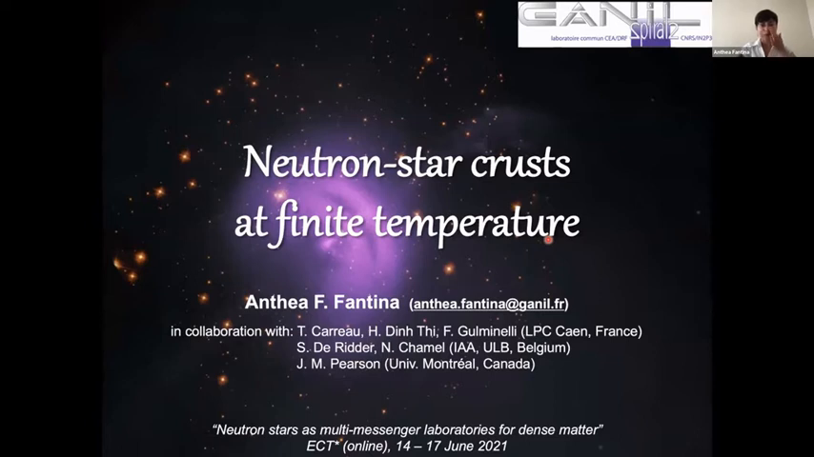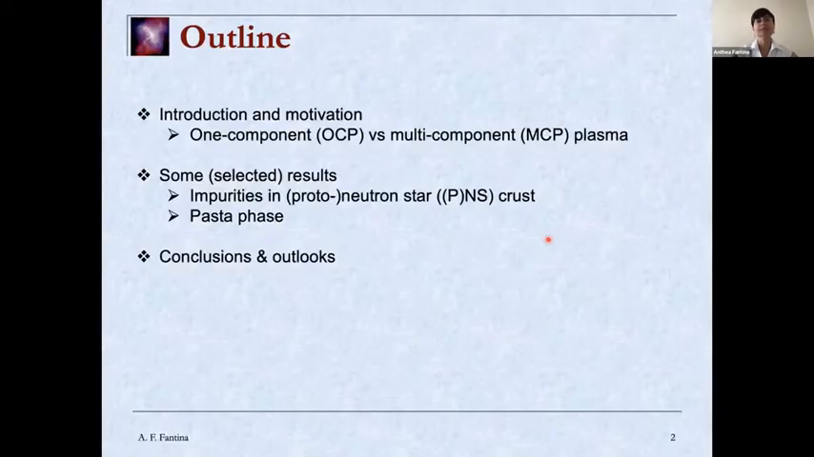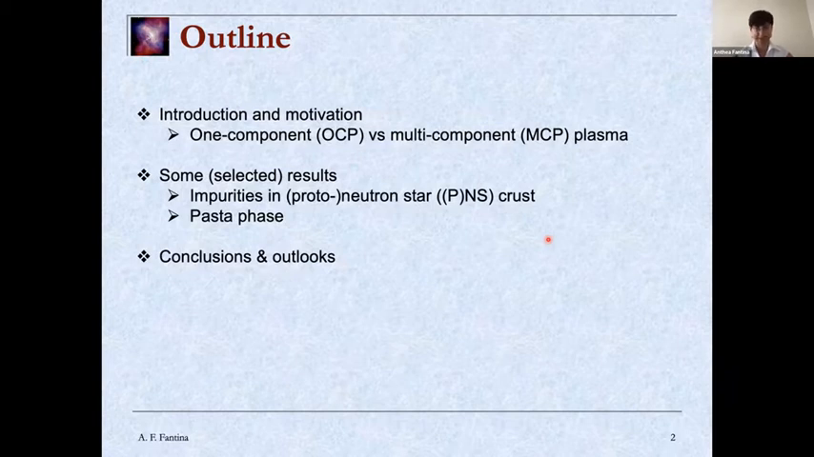And so the topic is, as I said, a neutron star crust at finite temperature. So for sake of time, I've selected some recent results. And I would like to discuss in particular 2 points. The first one is impurity in the neutron star crust. And the second one, I will say a couple of words on the pasta phase at the bottom of the inner crust.